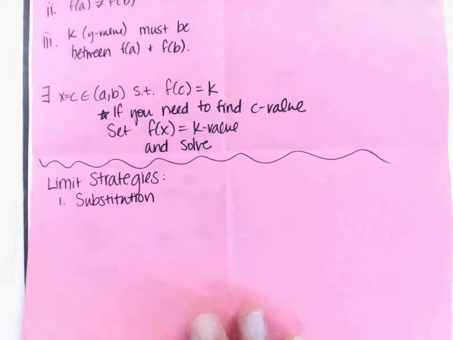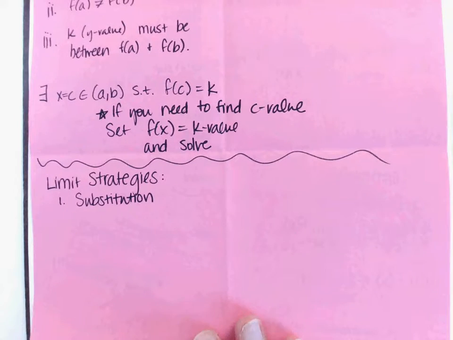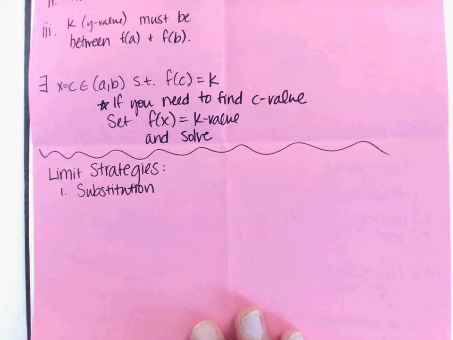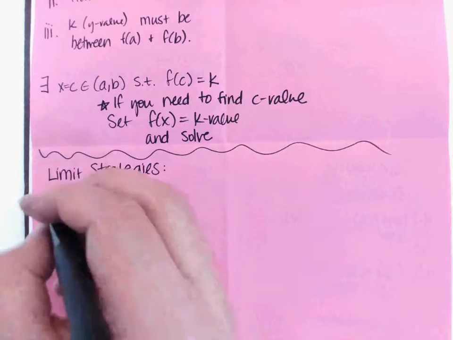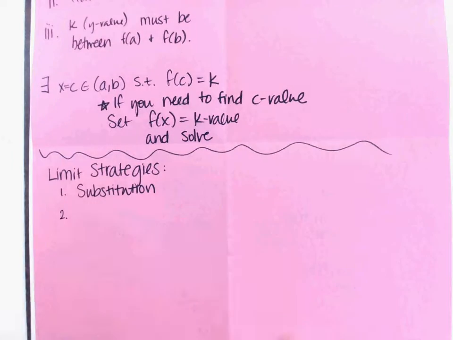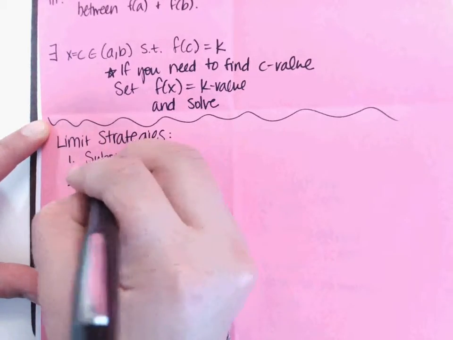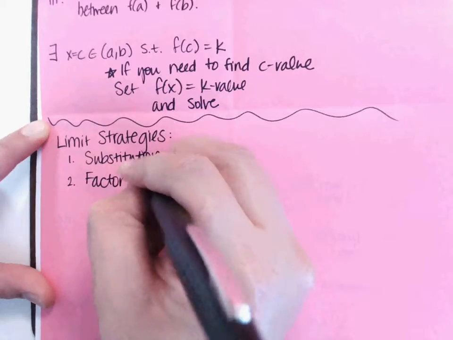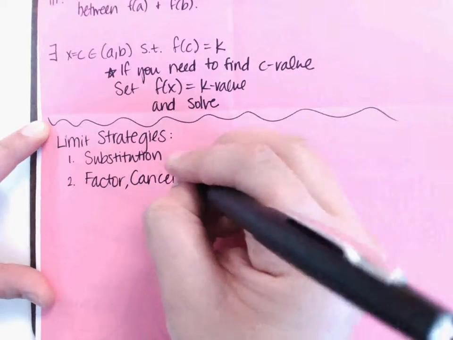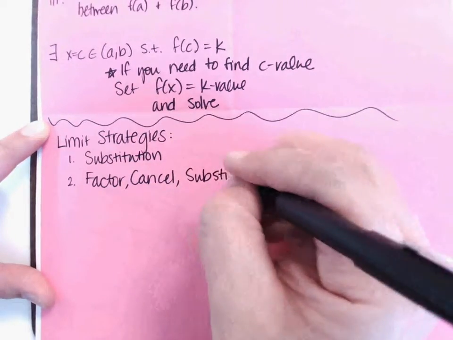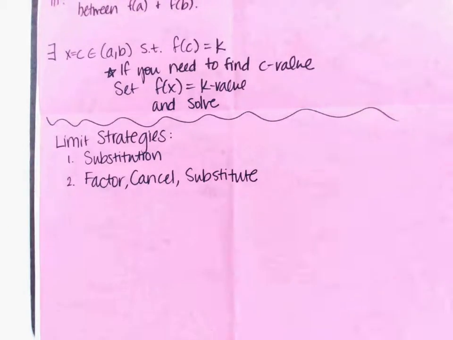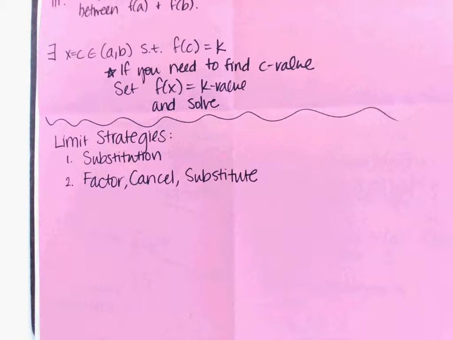Now, what if it gives you a divide by 0? That's when you're going to have to fix it. So if I try to plug in x approaching 3 and it gives me divide by 0, what else could I try? Factor and cancel. And then remember, after the terms cancel out, I try to substitute again. So factor, cancel, and then try to substitute again.